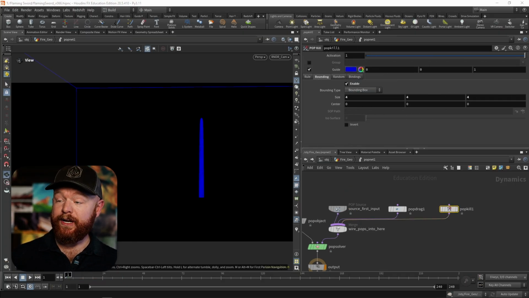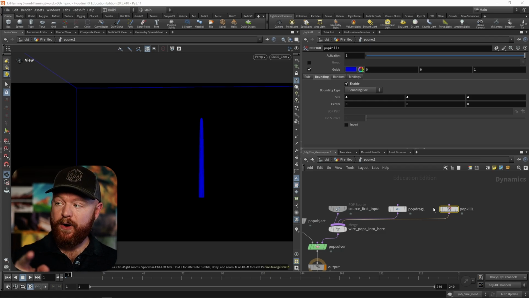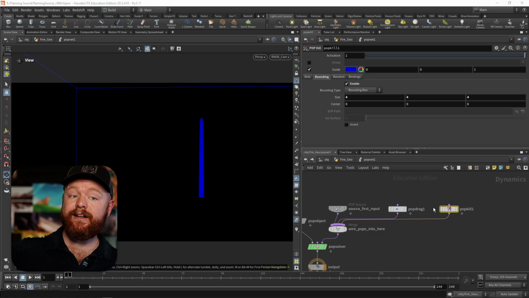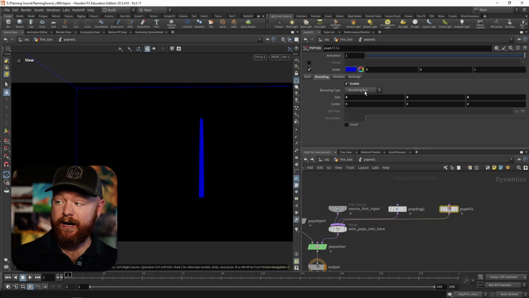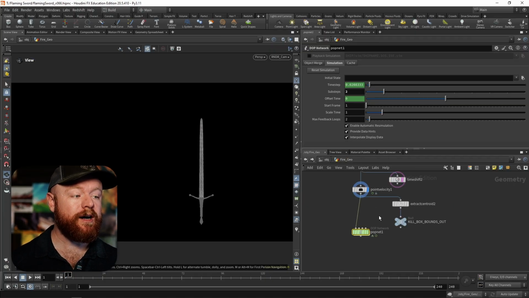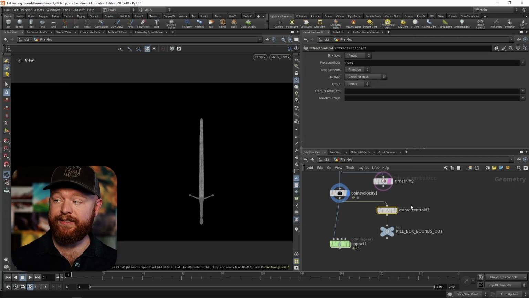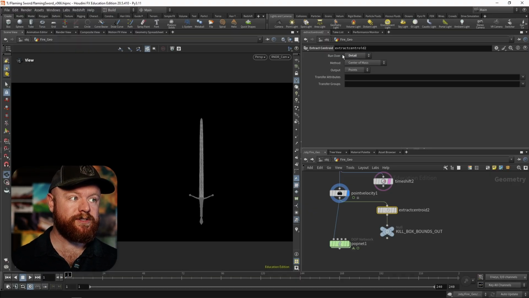Now let's adjust the life expectancy to maybe about 0.5, with a variance of 0.25. And then last but not least, I'm going to set up this kill box so that if a particle goes outside of this box, it gets killed. So on the pop kill, I have the bounding option turned on, and I've set this to a 4-meter box. For the center, I'll go here to this extract centroid node, and I'll grab the center of mass for our blade. Set this over to detail.